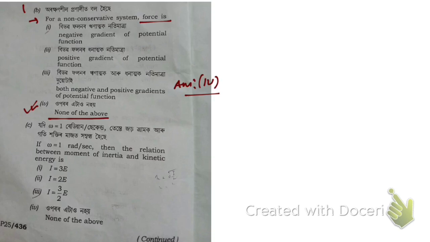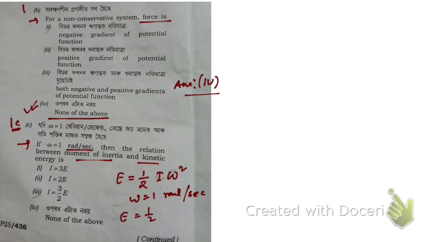Next, 1c. If omega is equal to 1 radian per second, then the relation between the moment of inertia and kinetic energy. We know that the kinetic energy is E equal to half I omega square. Here omega is 1 radian per second, so E is equal to half I, which implies I is equal to 2E. So the correct option is option number 2. I hope you have understood this.